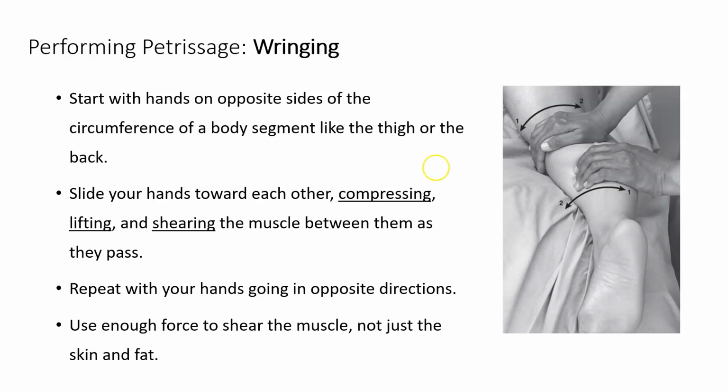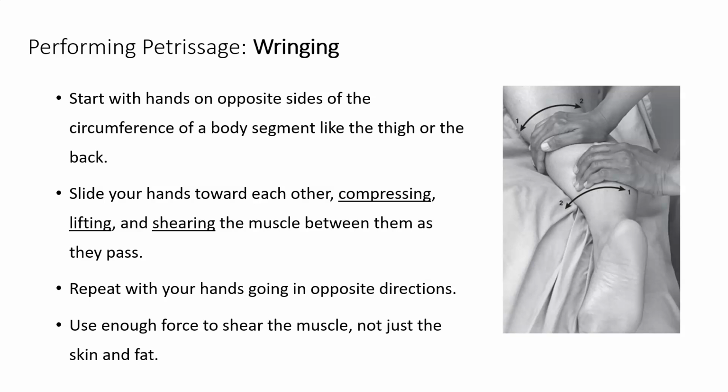In the case here, you can see in the diagram, this hand in number 1 is moving medial, whereas the other hand is moving the opposite, lateral. And then in the second movement, the left hand is going lateral and the right hand is going medial. So we're going back and forth in the opposite direction. There is some compression here, so this isn't just a slight effleurage type of movement. You are mechanically moving the muscle.